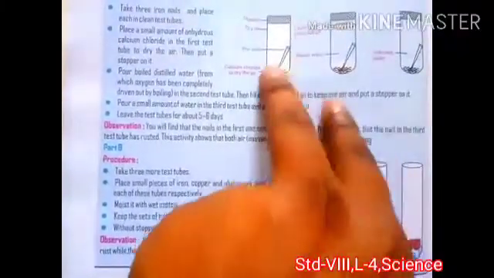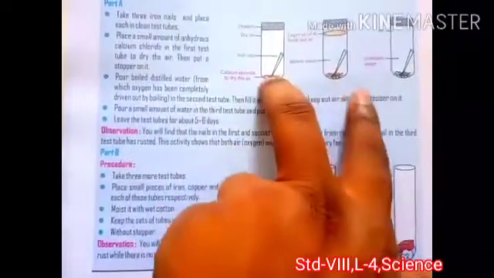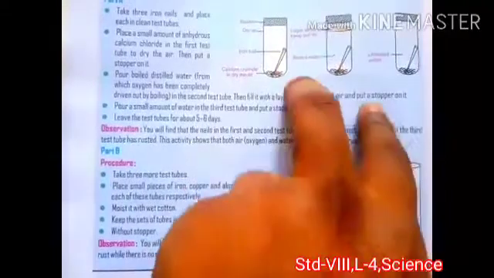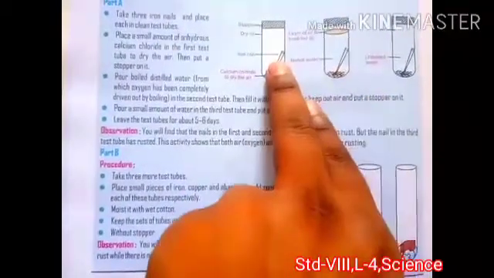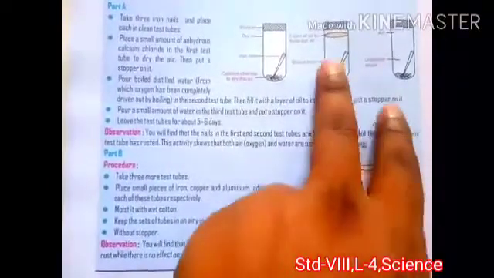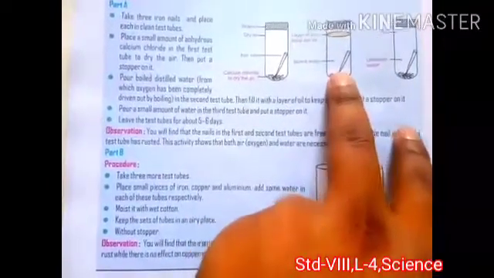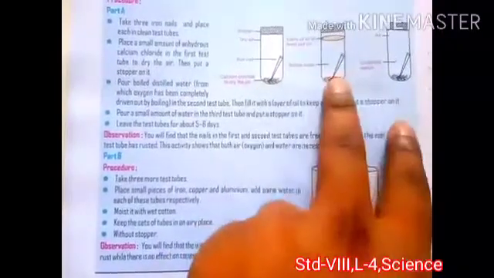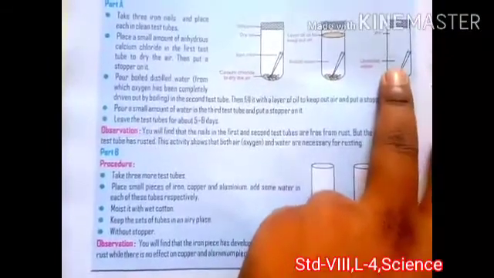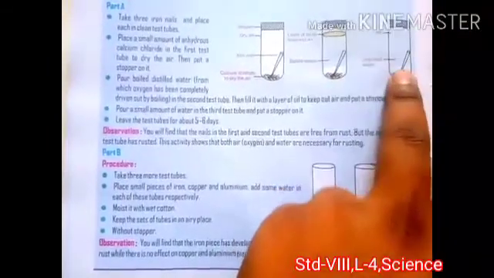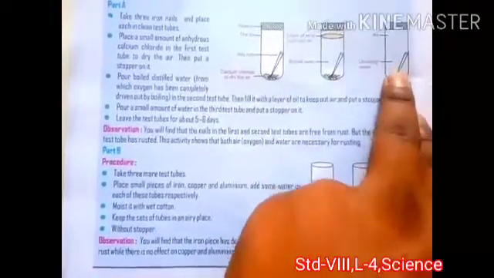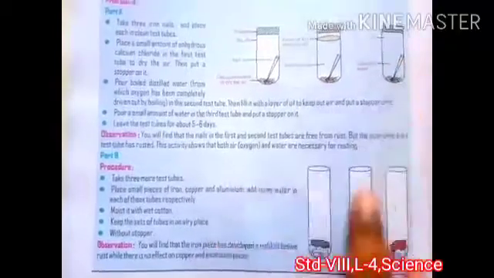Why have these two iron nails not rusted? In the first one, water is not present. In the second one, air is not present, so these remain as they are. In the third one, unboiled water is present, so oxygen is present in that water, that is, air in terms of oxygen, and water as well, so that will rust, right.